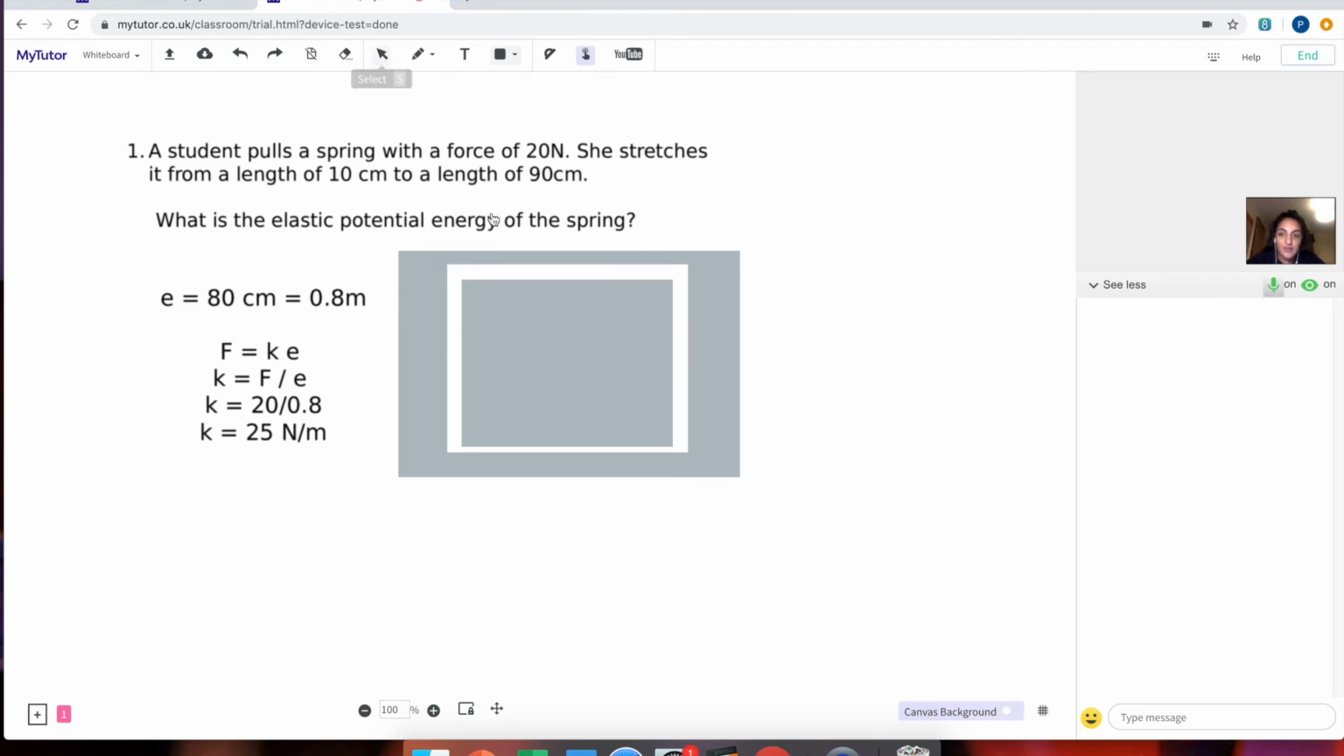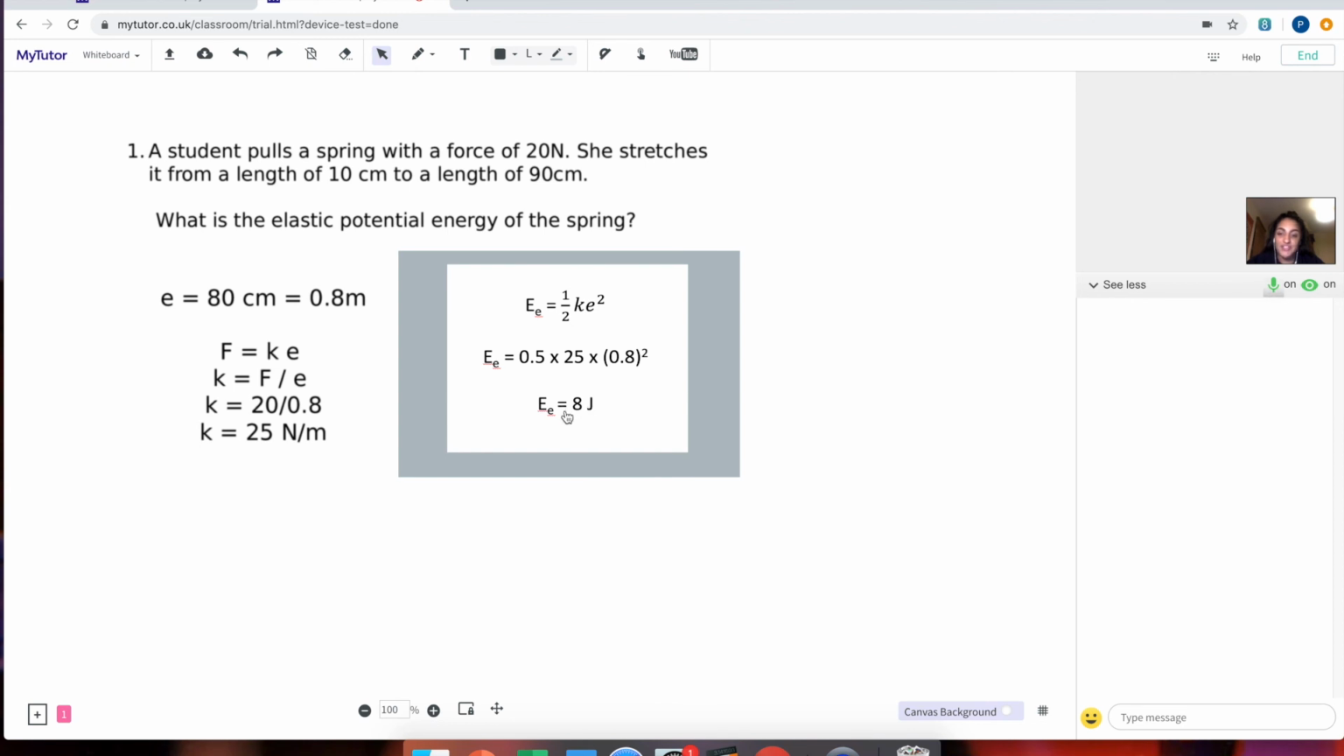Now we can use our spring constant in the elastic potential energy equation, which is elastic potential energy equals half KE squared, where K is the spring constant and E is the extension. Now we have all the parts of the equation, so we can work it out. The elastic potential energy equals half times 25, which is our spring constant, times extension, 0.8, squared. When we times that all together, we get 8.